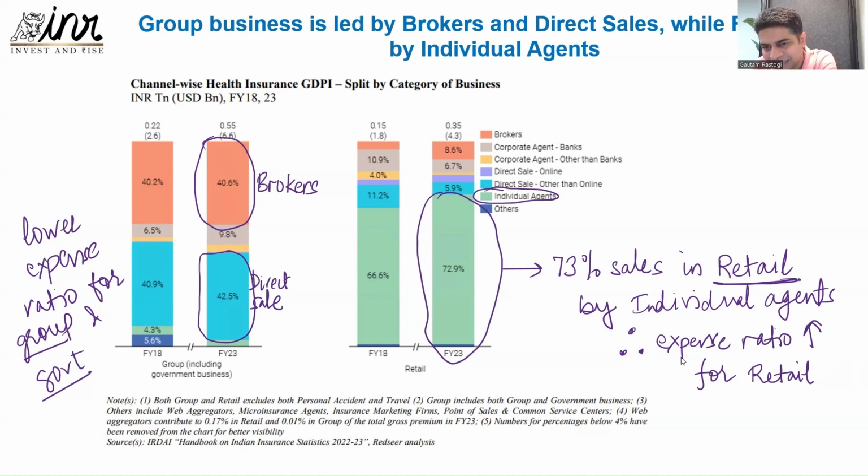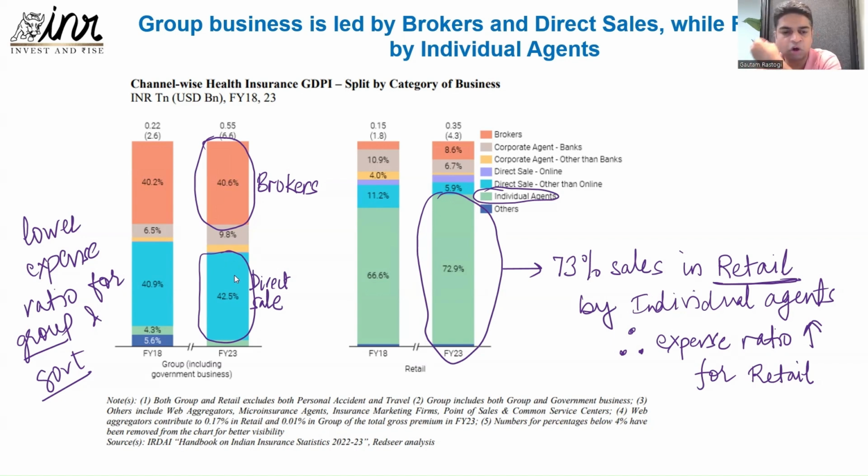And that's the reason why, if you saw my last video, the expense ratio is high for retail, because you have to pay for agents' commissions. If you look at the group or corporate business or the government business, not much sale is done by agents. It's mainly by brokers, and there's direct sale that happens.